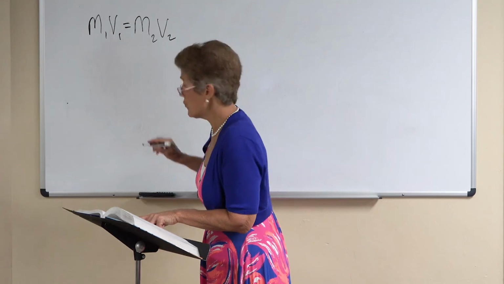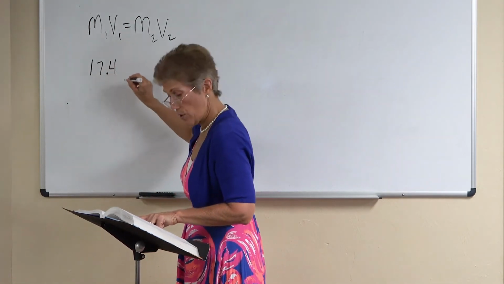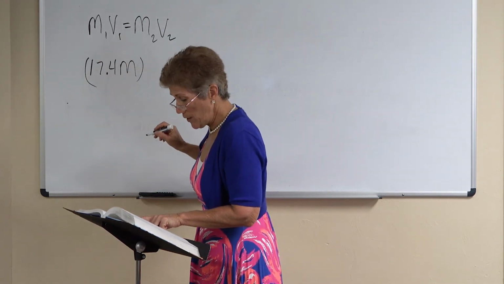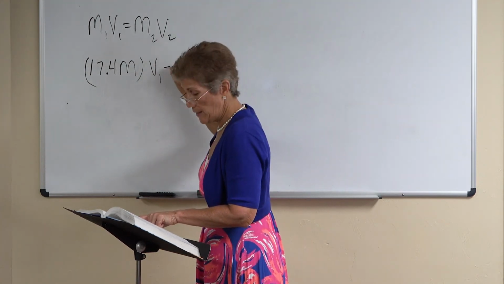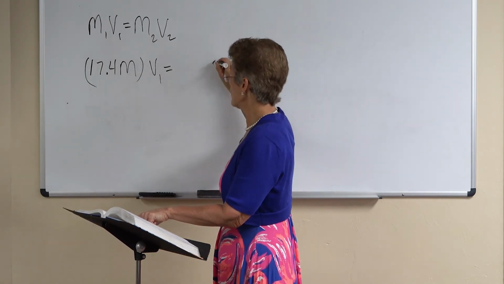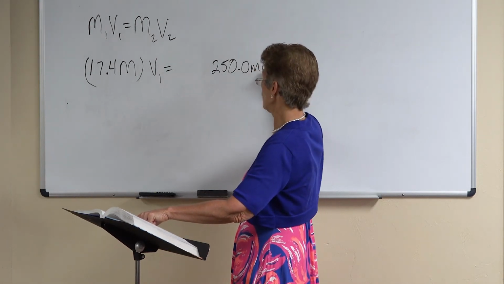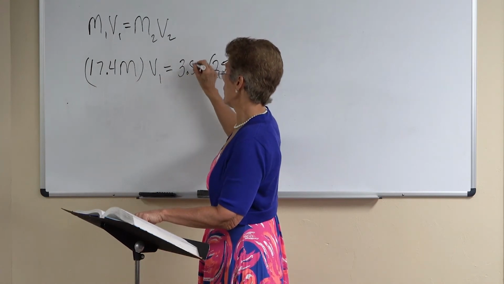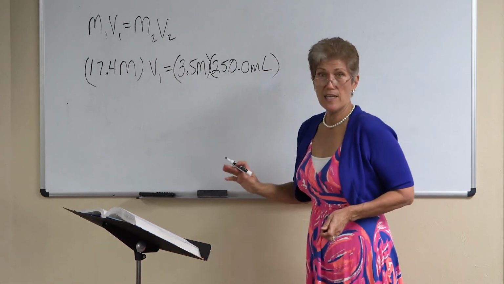So that is the first molarity, 17.4 molar. And we are trying to figure out how to make the others, so we are looking for the volume that we're going to add. And we have the second volume, which is 250.0 mils. And we want the final molarity to be 3.5 molar. That way we've plugged everything in.